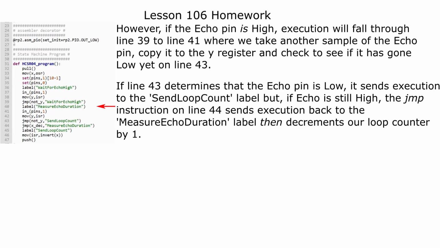However, if the echo pin is high, execution will fall through line 39 to line 41, where we take another sample of the echo pin, copy it to the Y register, and check to see if it has gone low yet on line 43. If line 43 determines that the echo pin is low, it sends execution to the send loop count label. But if echo is still high, the jump instruction on line 44 sends execution back to the measure echo duration label, then decrements our loop counter by 1.